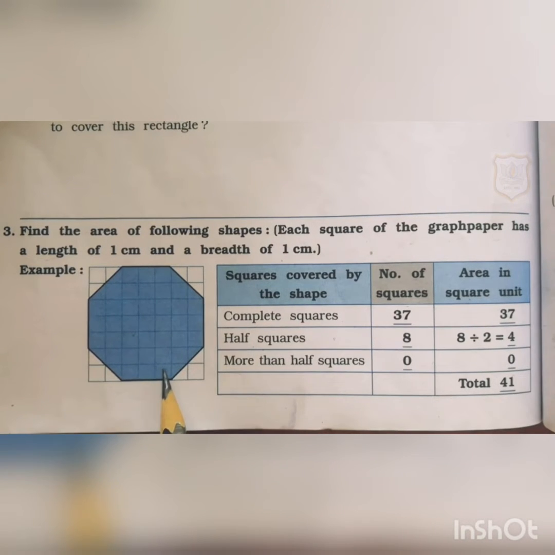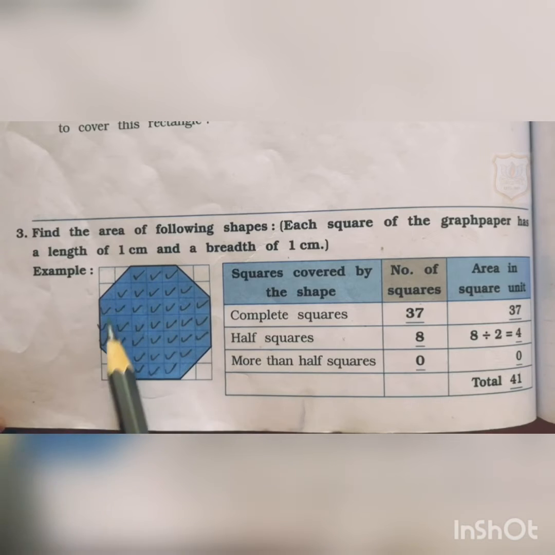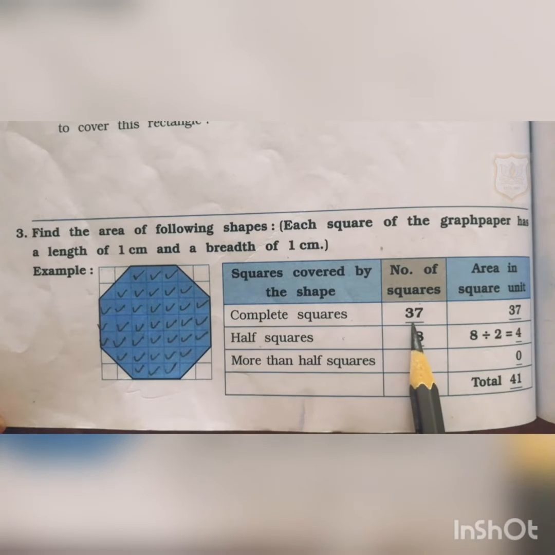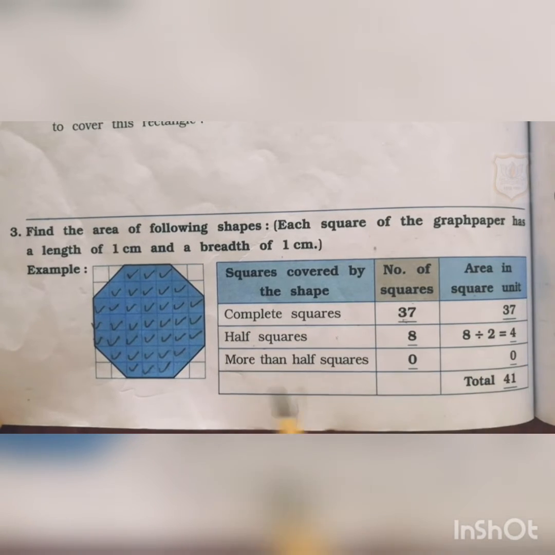So we will now take the complete squares and then we shall count each and every box. So counting this, we get the complete squares, that is 37. So we will write 37, number of squares is 37 and the area in square unit is 37.